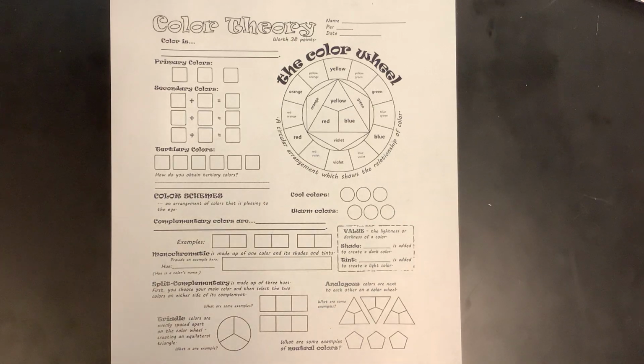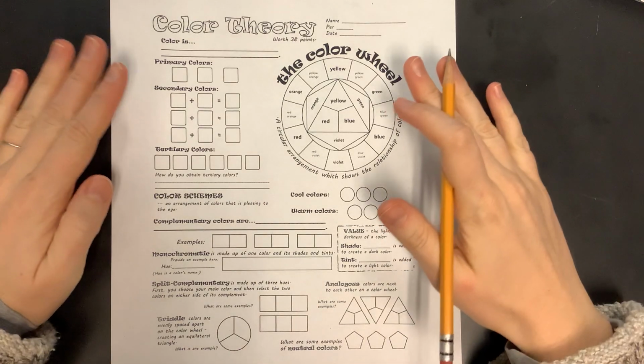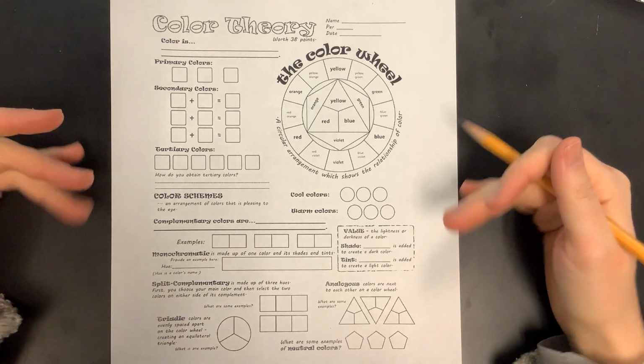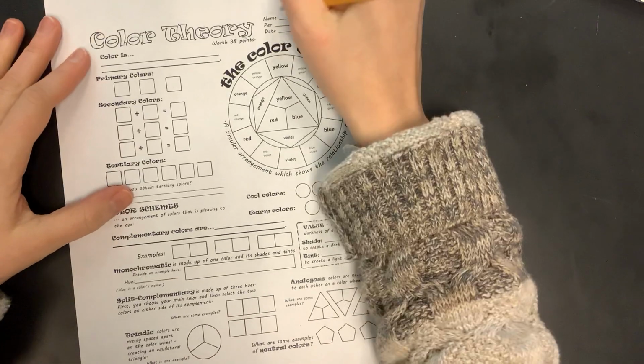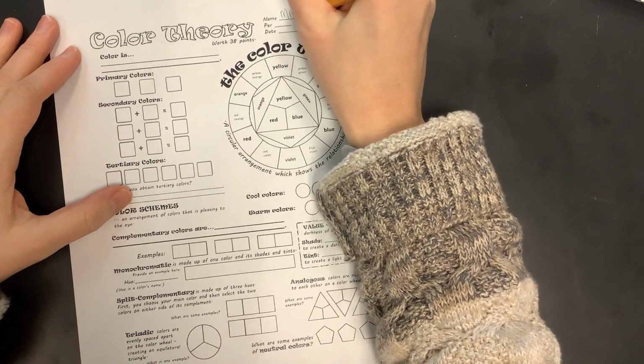Class, today we're going to be learning about color theory. In order to do that, we're just going to be taking some very basic notes, and eventually we'll get into some artwork. So in order to complete this sheet, please make sure that you put your name at the top.